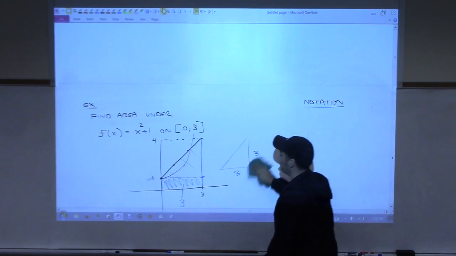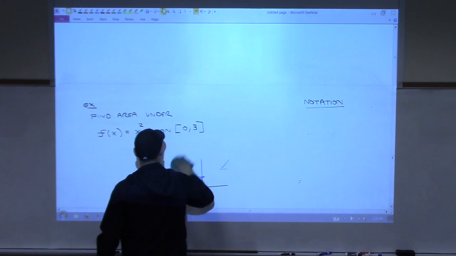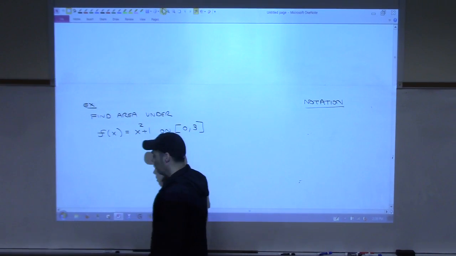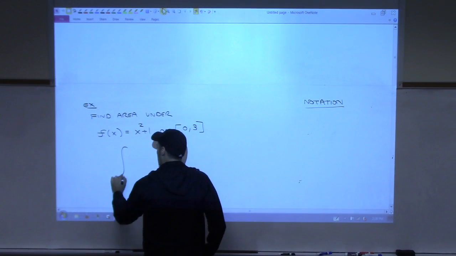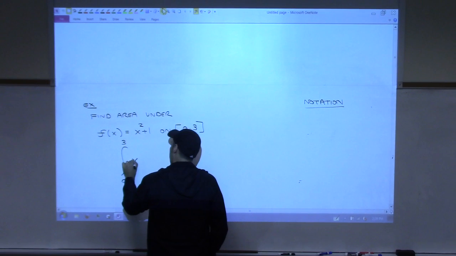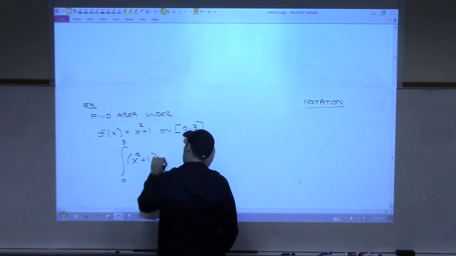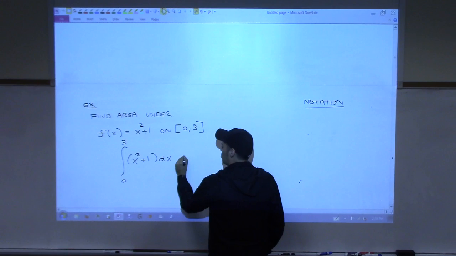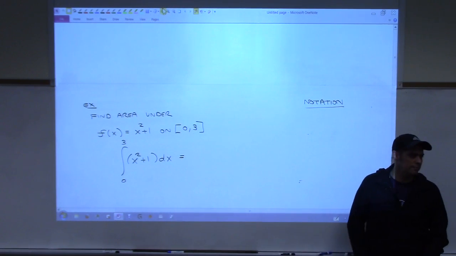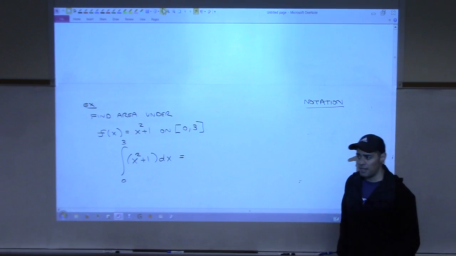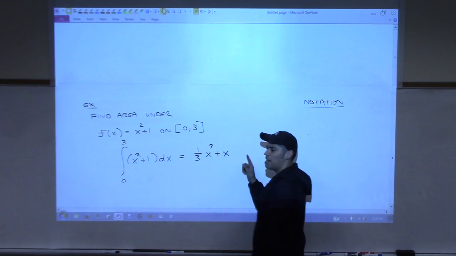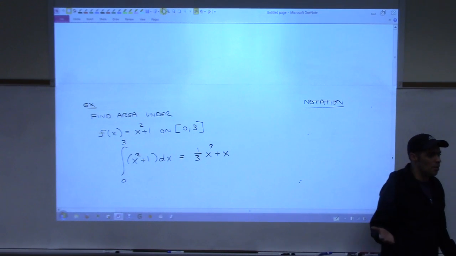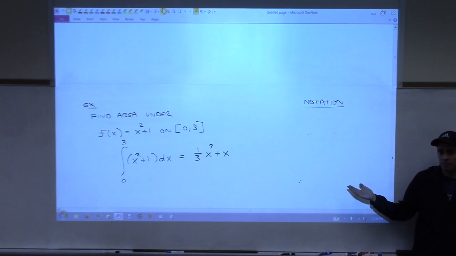So let's try this one. Yes, the c's are always going to cancel, which is why I'm about to do something a little different. So this means I want to go integral from 0 to 3, x squared plus 1 dx. So what I do first is I find the antiderivative. 1/3 x cubed plus x. But instead of writing plus c here, I'm not going to write it at all, because I know it's going to cancel, always. It's always going to go away.